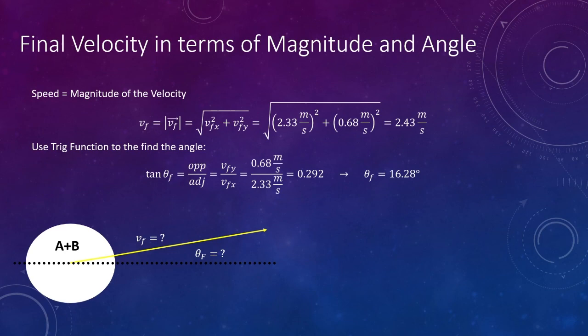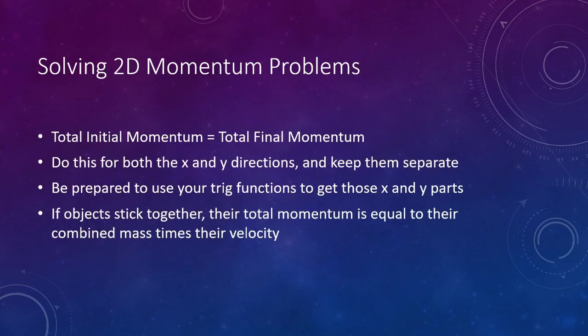So just to walk you through the process again, the heart of the problem is that the total initial momentum is equal to the total final momentum. And because momentum is a vector, you have to do this both in the x and y directions, and you always keep them separate. So we had two objects moving at angles, so we had to use our trig functions to get their velocities and momentums into their x and y parts. And we solved for the total momentum before the collision, and because they stuck together after the collision, their total final momentum in this particular problem was their combined mass times that final velocity.